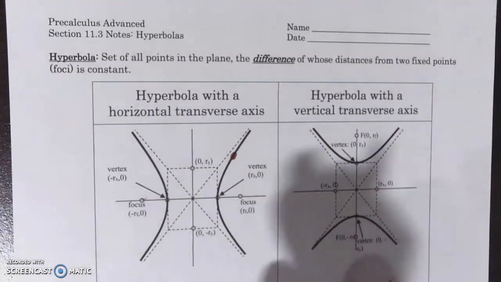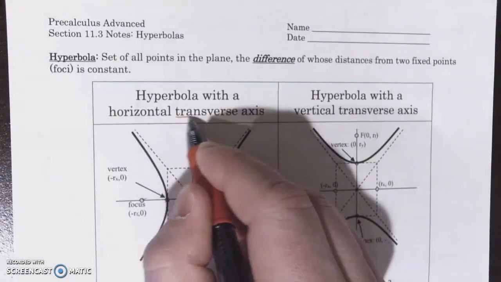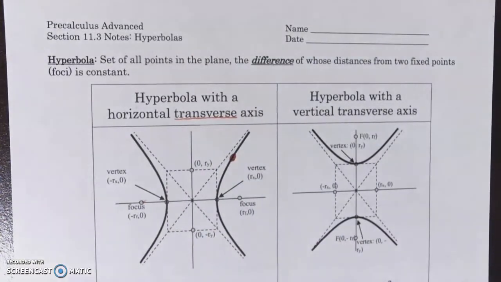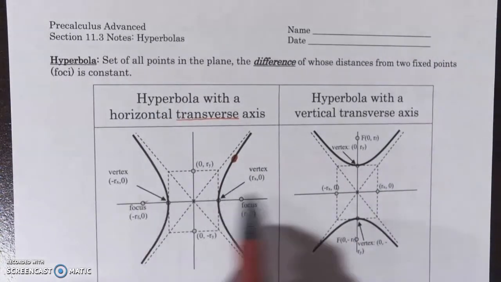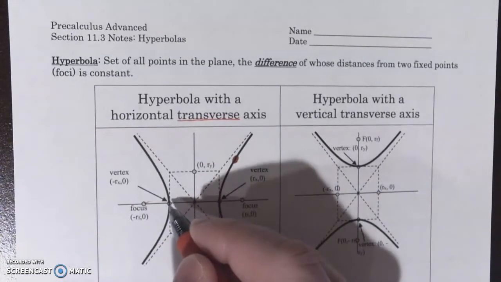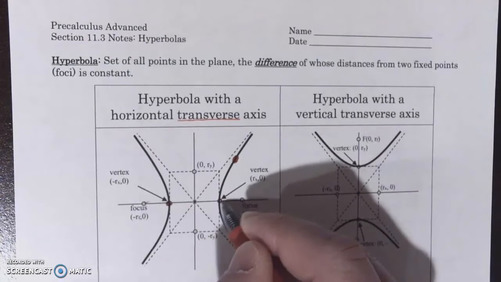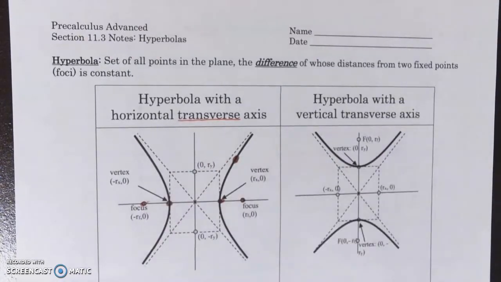We can have a horizontal. Now, instead of using the word major, we use the word transverse axis for hyperbolas, okay? That would be basically the direction these are opening. This opens left and right. It is a horizontal transverse axis, just like the major axis. The vertices and the foci will always lie along the transverse axis, okay?